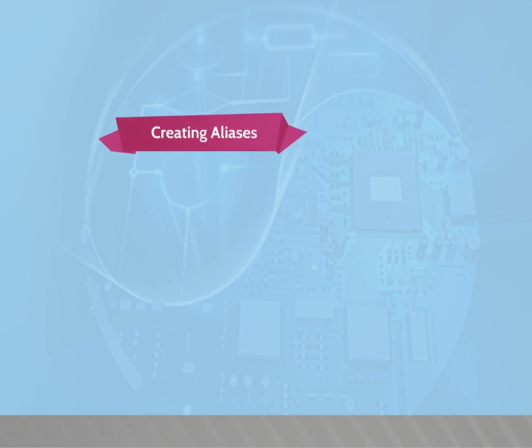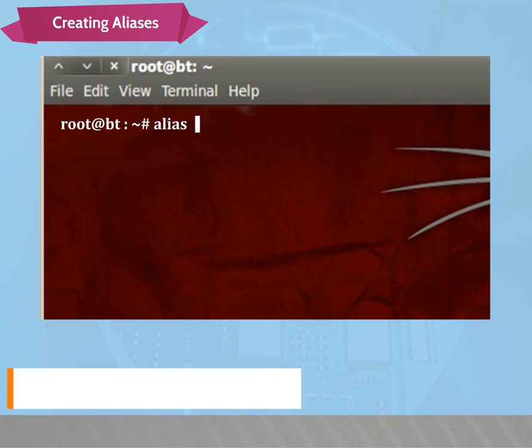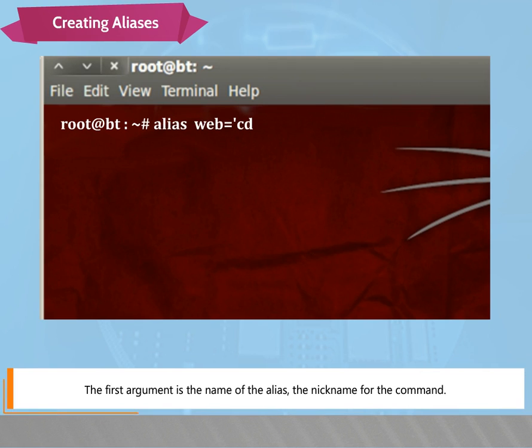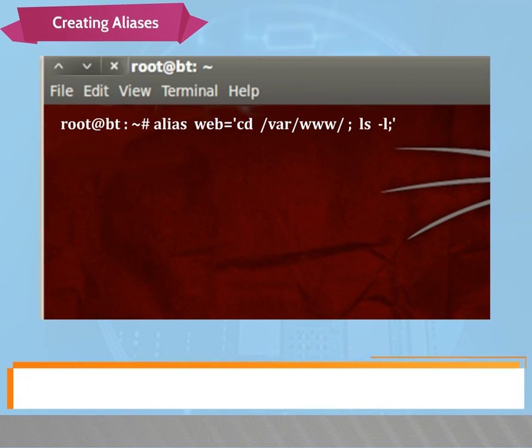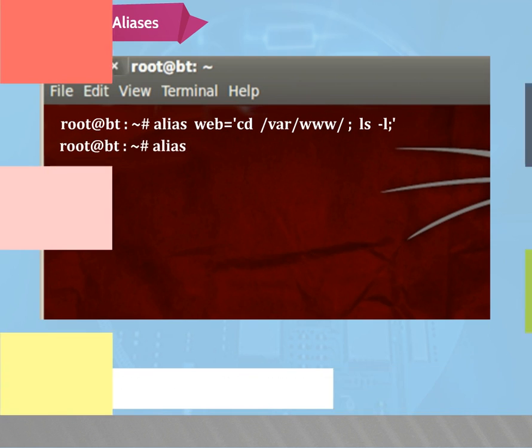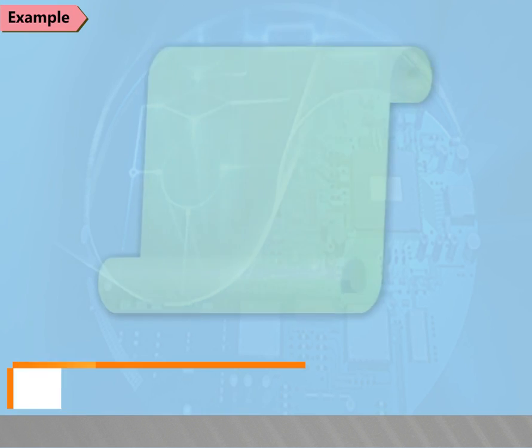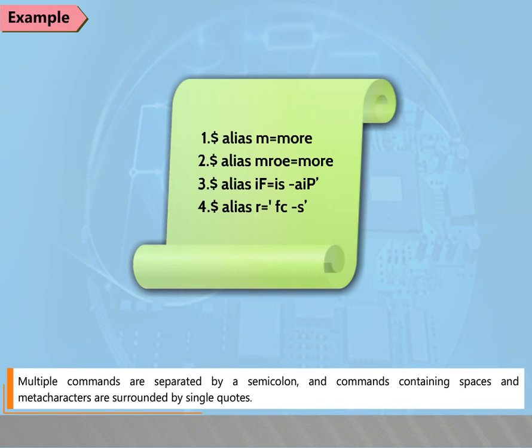Creating aliases. The alias command is used to create an alias. The first argument is the name of the alias, the nickname for the command. The rest of the line consists of the command or commands that will be executed when the alias is executed. Example. Multiple commands are separated by a semicolon, and commands containing spaces and metacharacters are surrounded by single quotes.